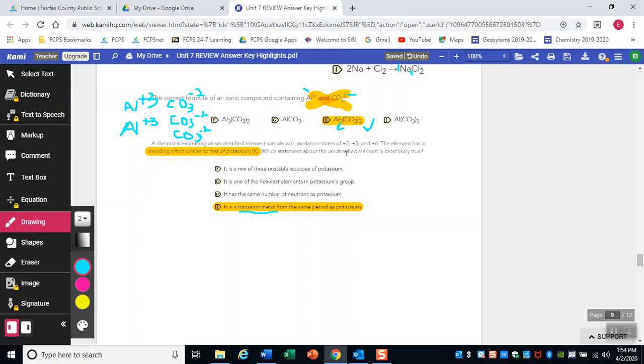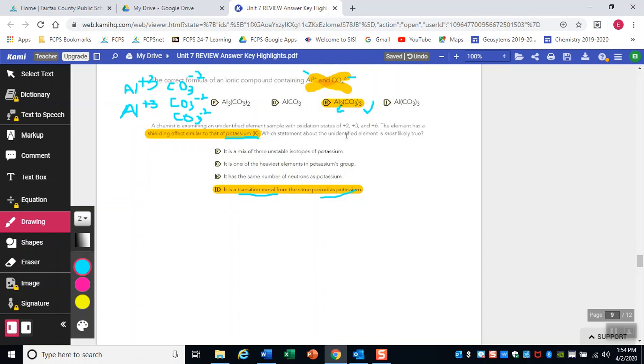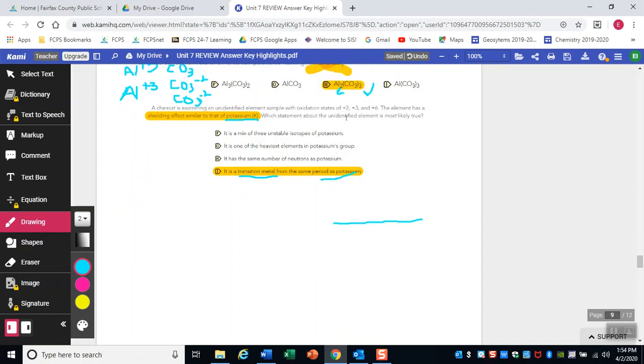And then it's in the same period as potassium. So that's what it has to do with potassium. All right, remember the periods go across and the groups go down. So it's the same period as potassium. So you have like potassium here, and then this would be a transition metal right in here.